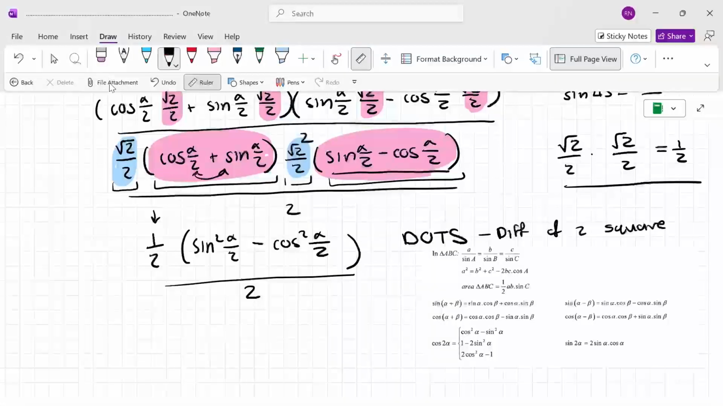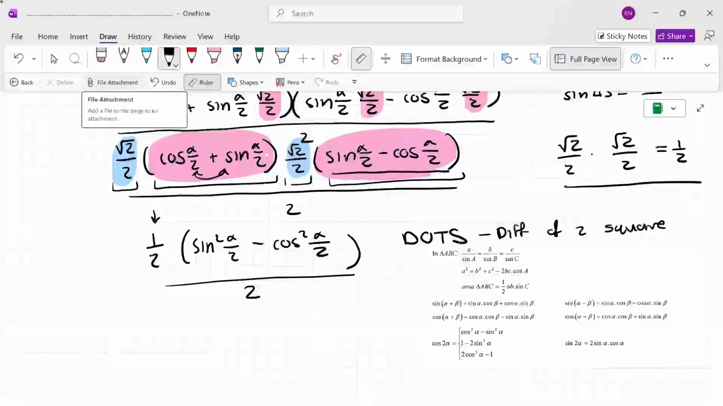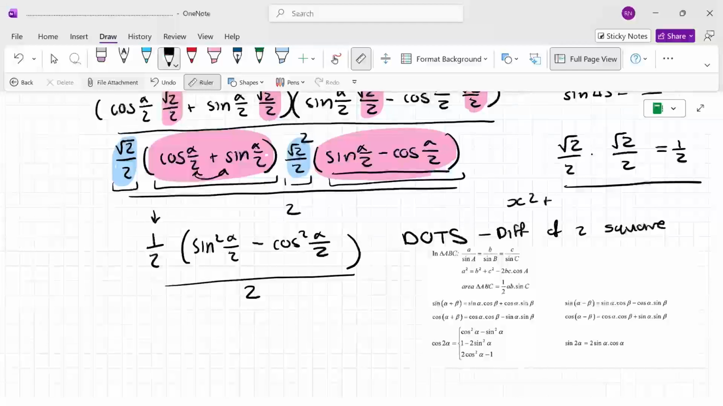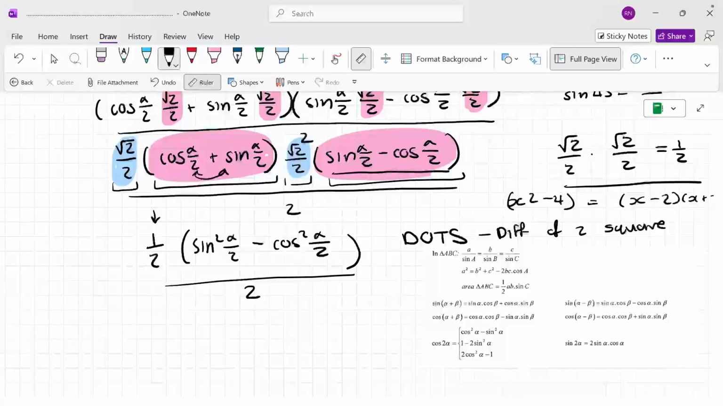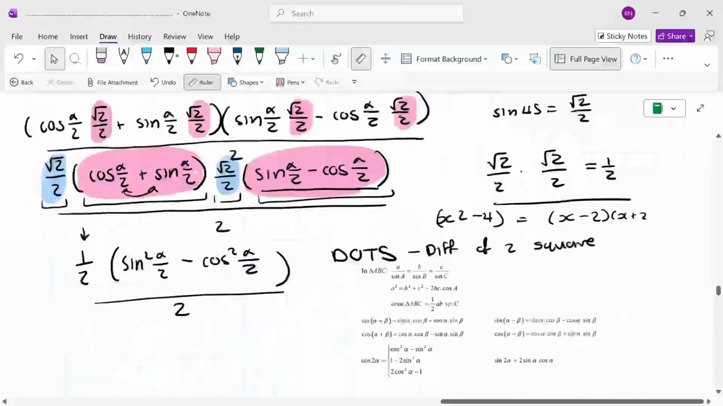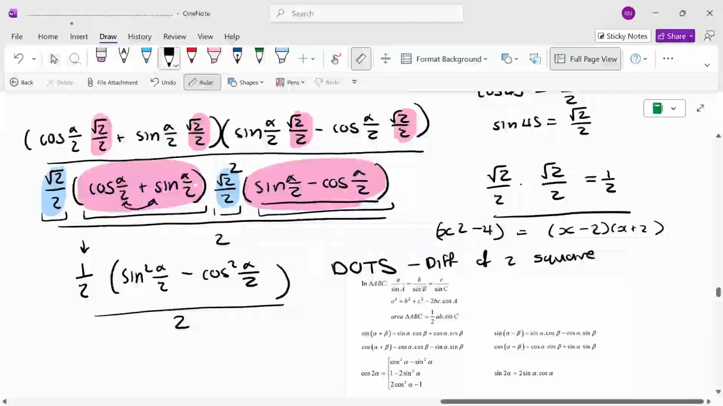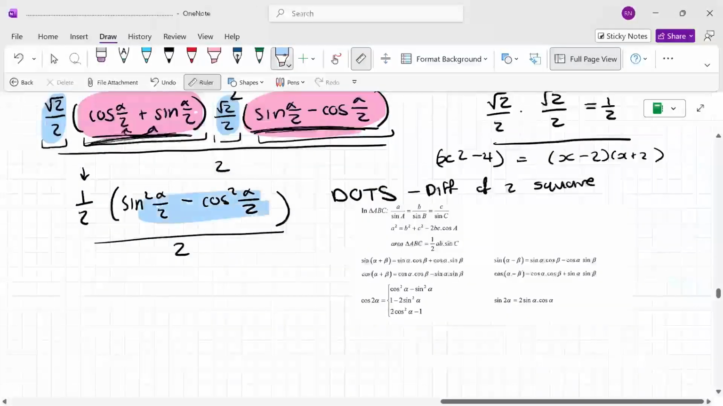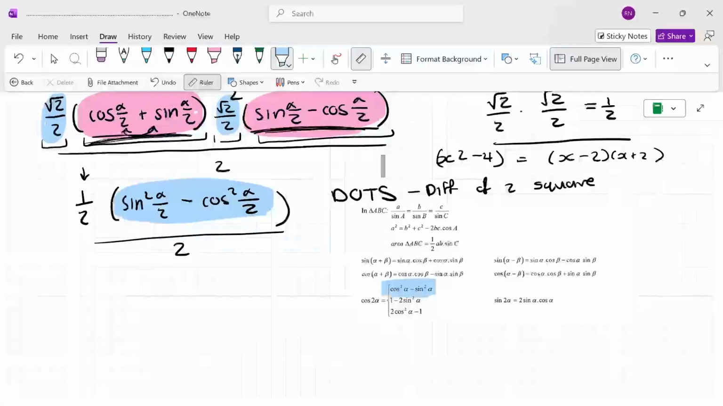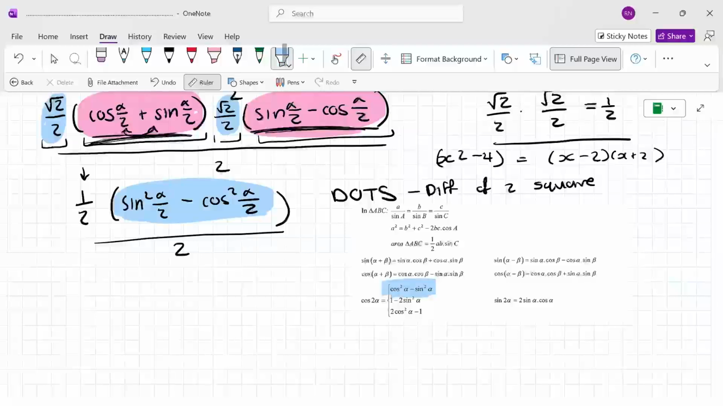Difference of two squares is that thing that says if I have x squared minus 4, you can break that down into x minus 2 and x plus 2, which is what we have here. We have that plus, and then this is minus. So that's what dots is. Oh, sorry, I was saying this kind of looks like this, except they're swapped around and the cos is negative.